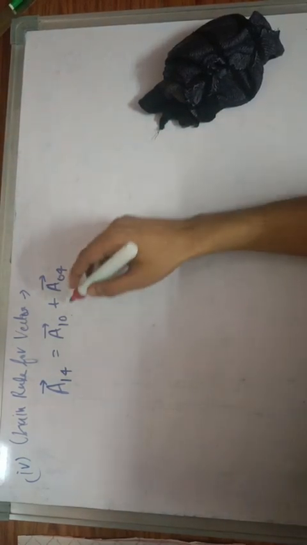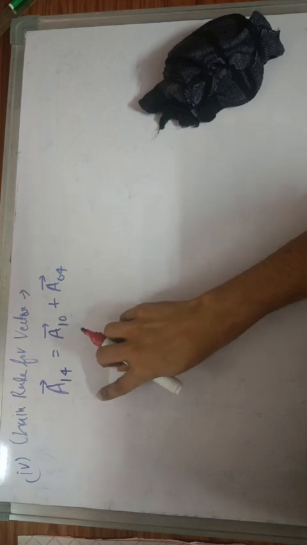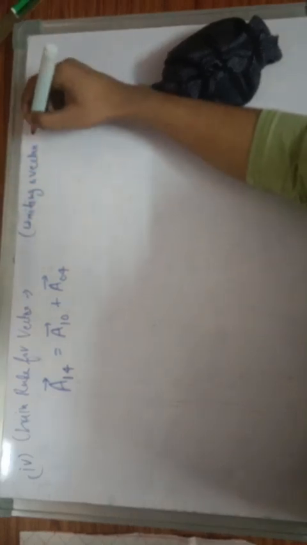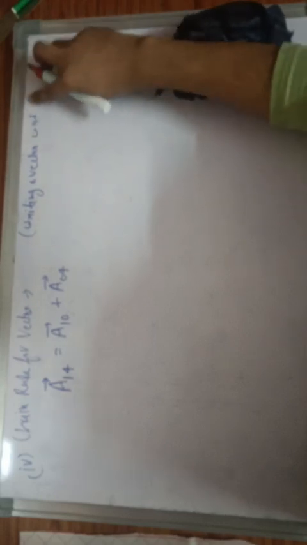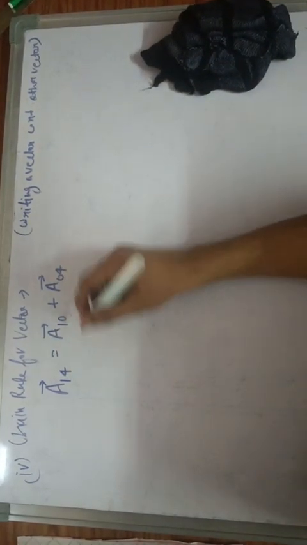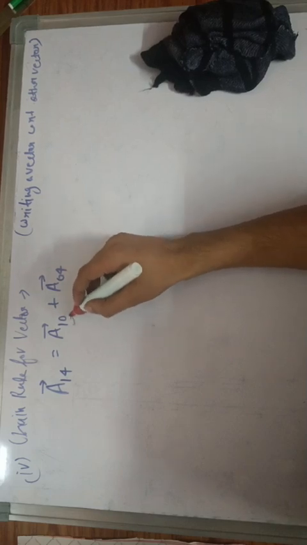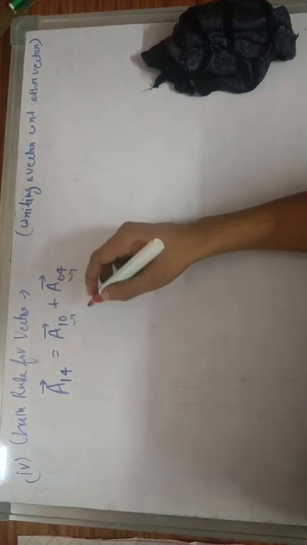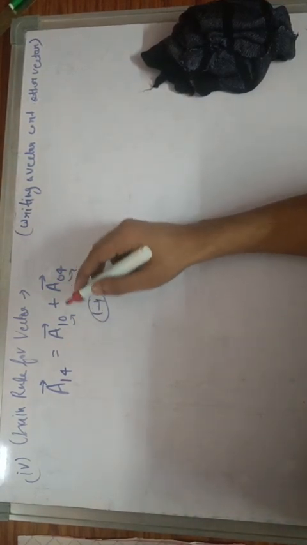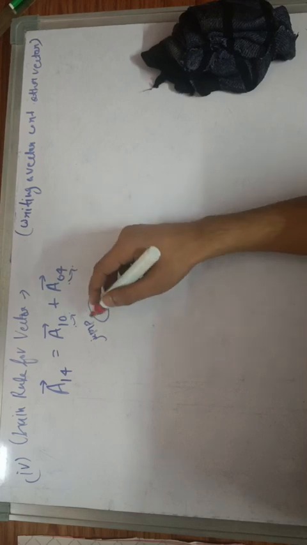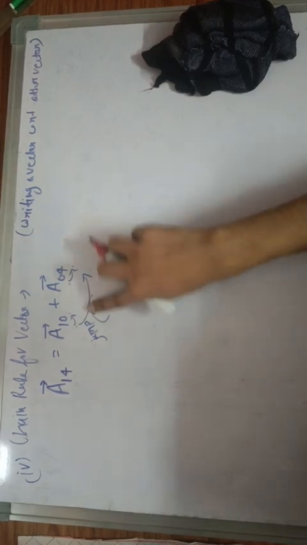This means I am writing a vector with respect to other vectors. The chain thing means I linked this to the origin, then the origin was linked to 4. So adding both will give 1 to 4. I jumped from 1 to origin, then origin to 4. So I finally reached 4. So this is what it means.